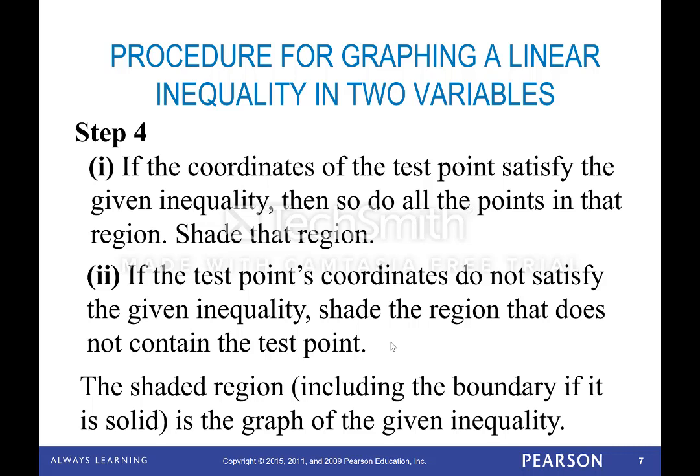All right, and then there's the 2 conditions here. If the test point satisfies the inequality, we shade the side with the test point inside it. If the test point does not satisfy, then we shade the exact opposite side of the line, the side that does not have that test point inside it. All right, let's go with it. Let's try 2 more just to get our feet wet, and then we'll jump to systems here.